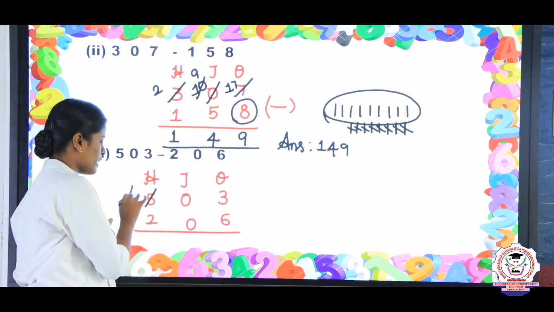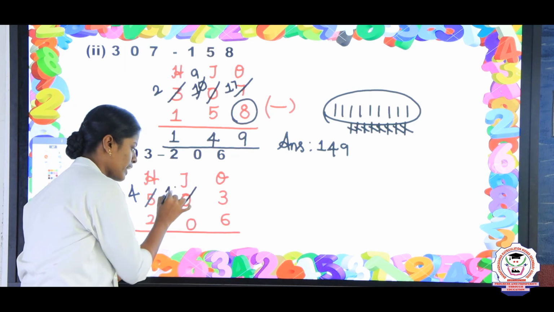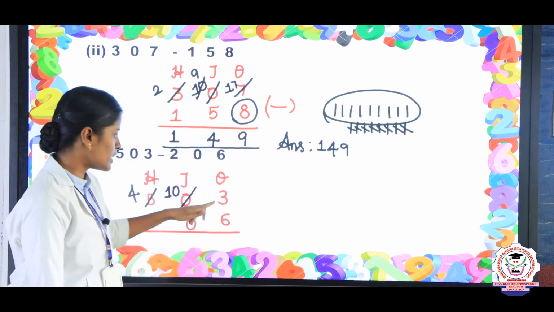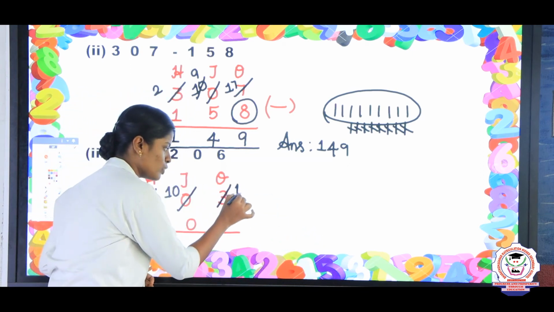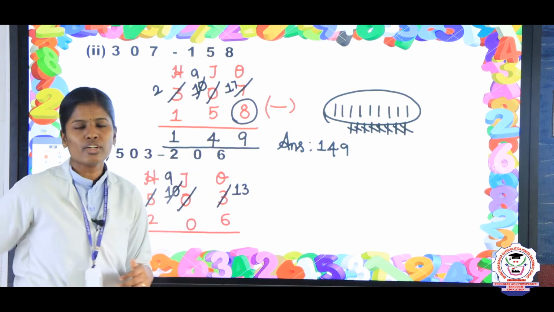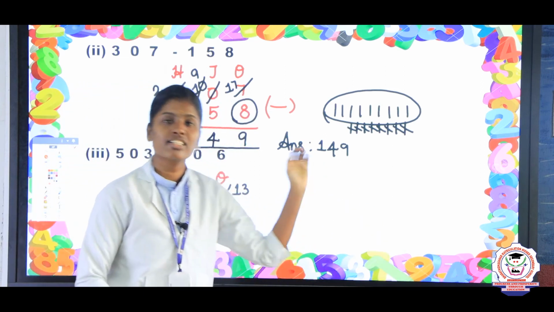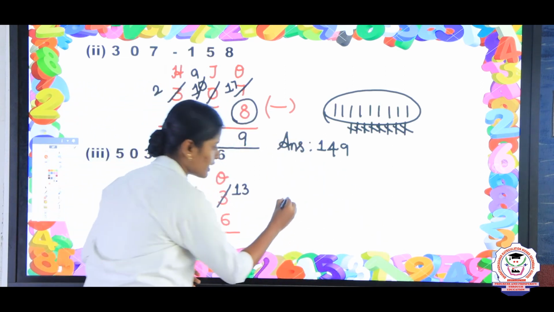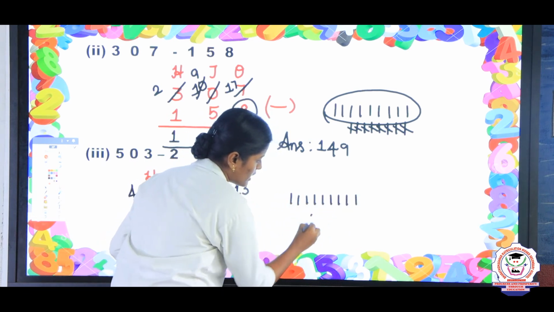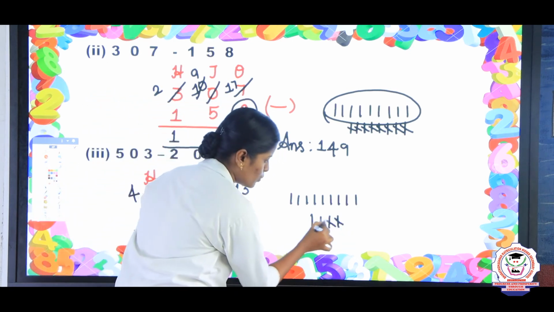In this 500 it will change into 400. This 0 tens will change into 10 tens. Now it's possible to give the number, right? So this 3 ones will change into 13 ones and 10 tens will change into 9 tens. Now you subtract 13 minus 6. So put 13 lines and strike out 6 lines, right? Put 13 lines: 1, 2, 3, 4, 5, 6, 7, 8, 9, 10, 11, 12, 13 and strike out 6 lines: 1, 2, 3, 4, 5, 6.